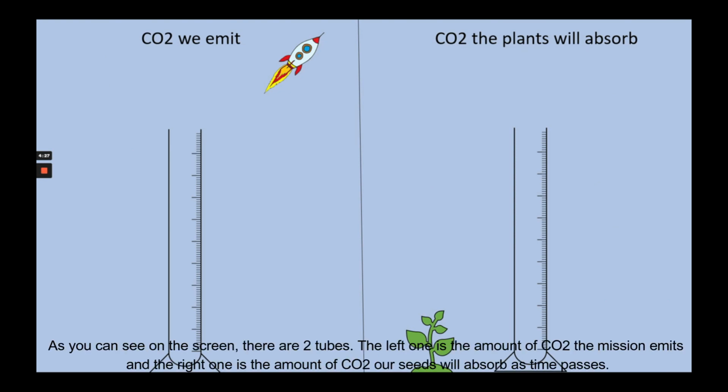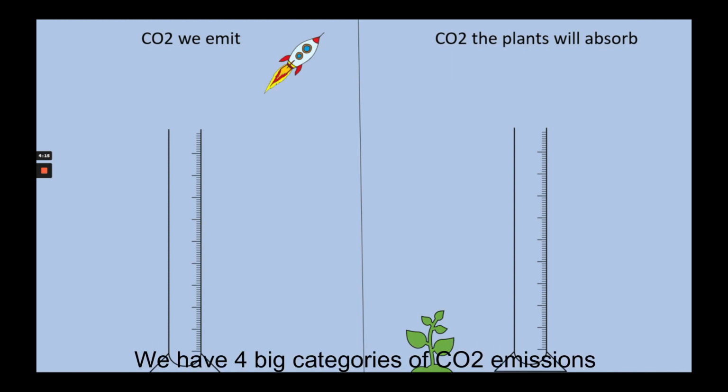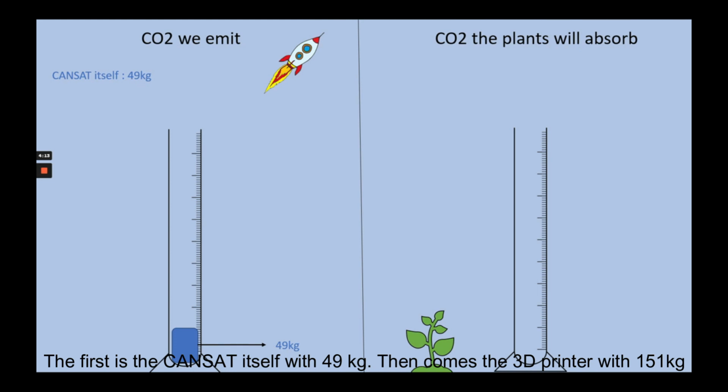Let's talk about the CO2 we emit. As you can see on the screen, there are two tubes. The left one is the amount of CO2 the mission emits, and the right one is the amount of CO2 our seeds will absorb as time passes. We have four big categories of CO2 emission. The first is the Cansat itself with 49 kg.